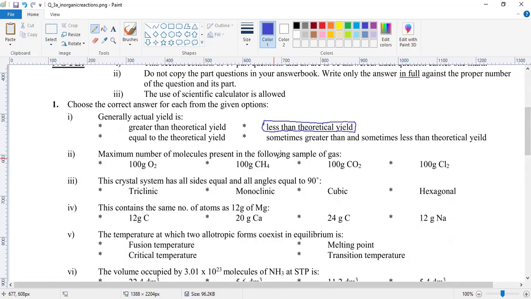Maximum number of moles present in the following sample gas. Now remember that in this question, they have made it easier for you.